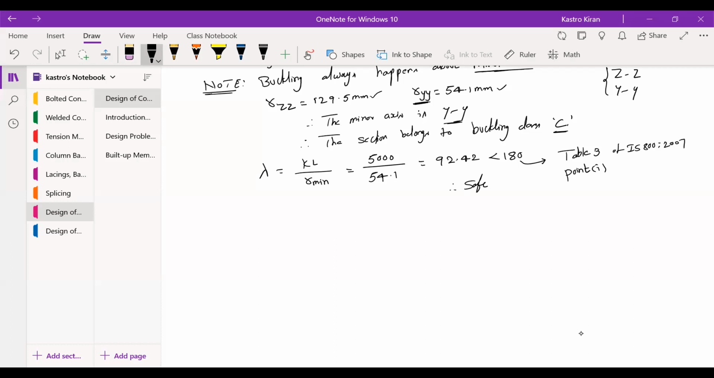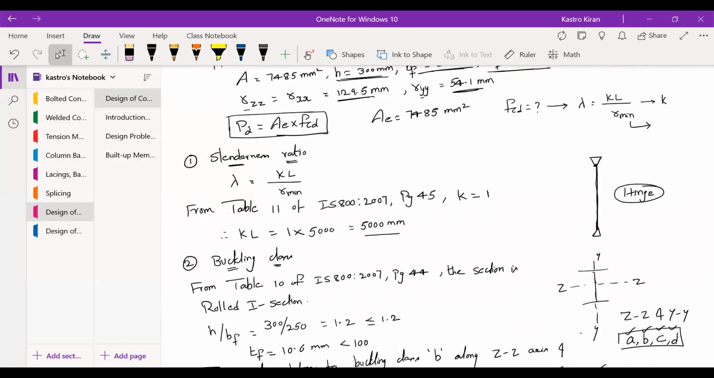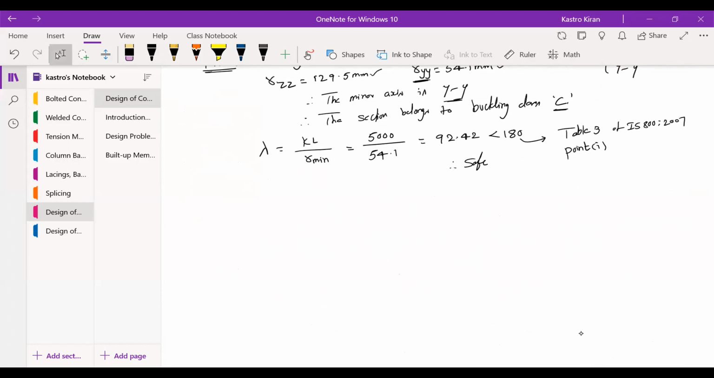Now what we have to find out is the value of FCD, right? I was telling you, in order to find out the value of FCD, you need to have the lambda value. So we found out the lambda value here. Now the next process is to find out the FCD value. Now how will you find out this FCD value? Here you have to focus on the conditions.